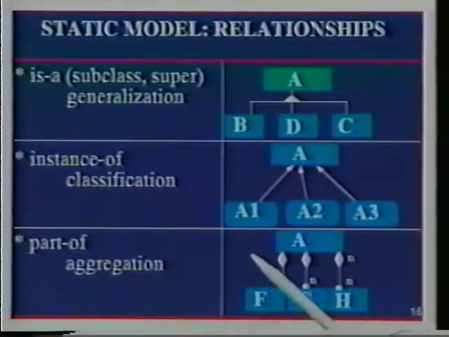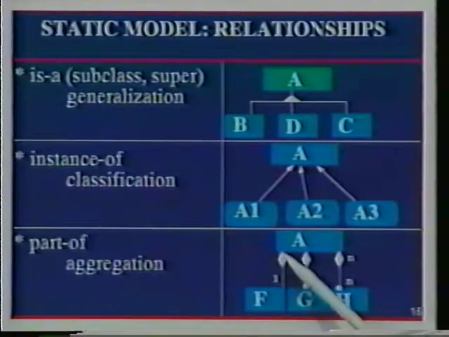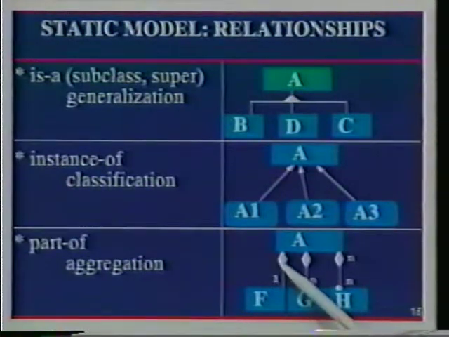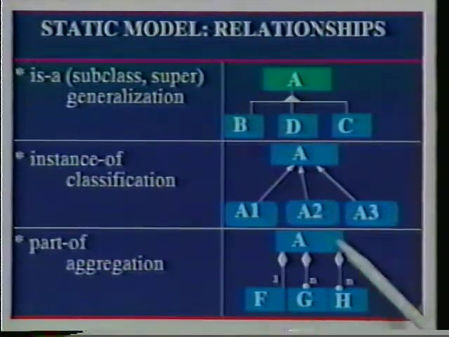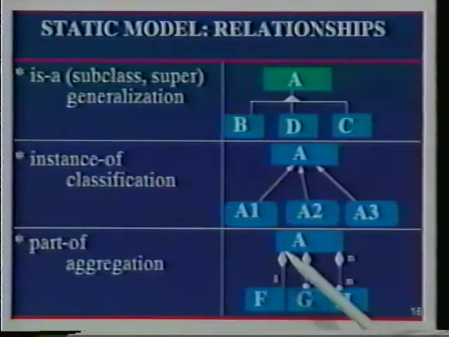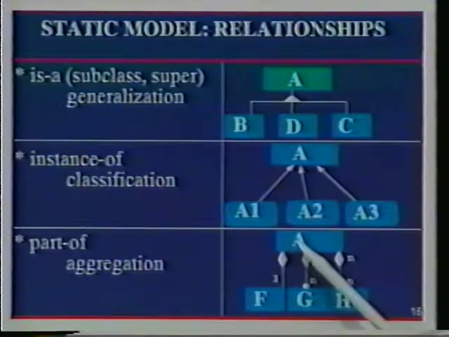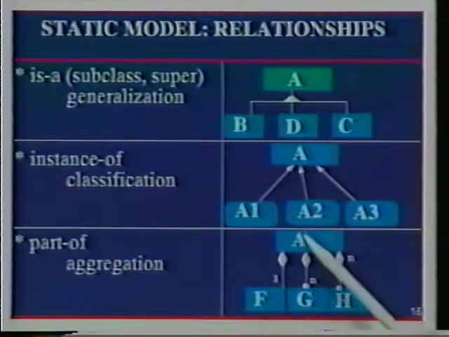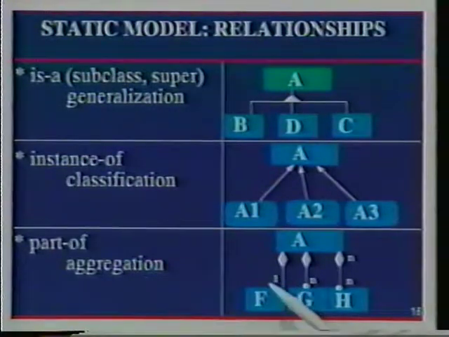In terms of aggregation, I represent aggregation by the following. Suppose F is a part of A. It is represented by this diamond here, and then there is a straight line. Now, if you look at this part of the slide, you will see several things. You will also see certain annotations here. There is a relationship between A and F. That means F is a part of A. But then you see a number called 1 here. What it says is that this A should have at least one F as a part of it. That means there must be at least one F.